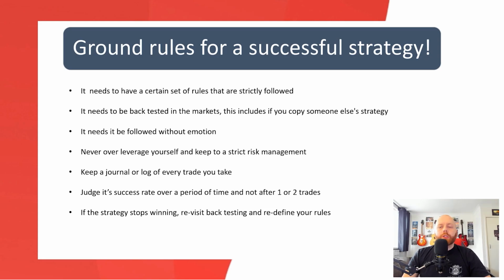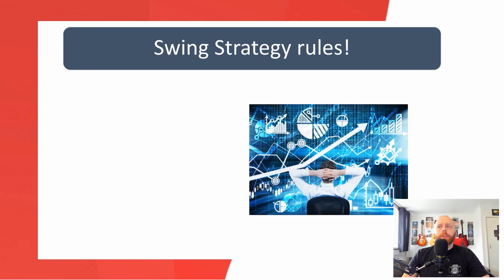And if at any point the strategy stops winning, just revisit, start back testing again and redefine your rules to make sure you can get it right in the next trade. Now, when I said about letting emotion get in the way, if you do that, then when you go back and back test, you're not going to know which rules are actually failing for you. So by keeping strict with your rules, you can find out which rule is not working, maybe replace it with another or find different confluences. So let's get on then to the swing strategy rules.